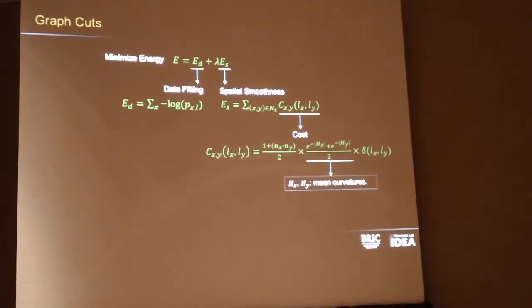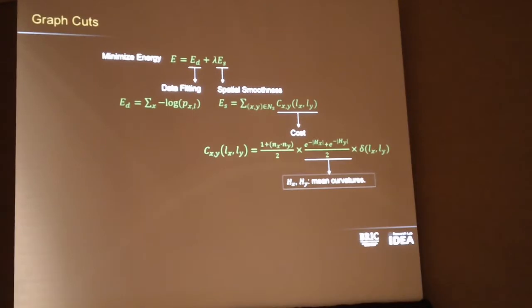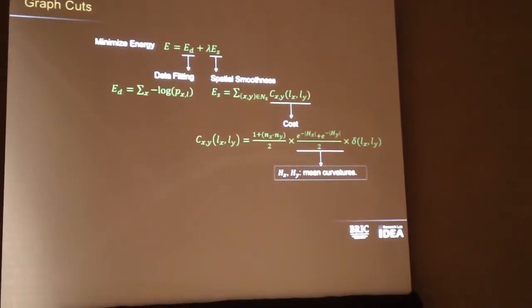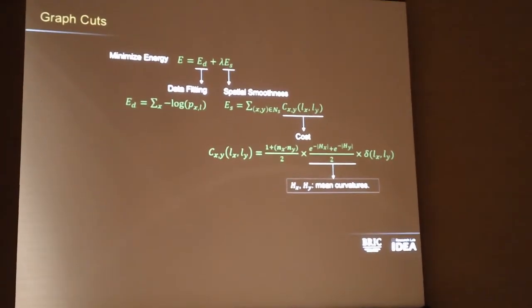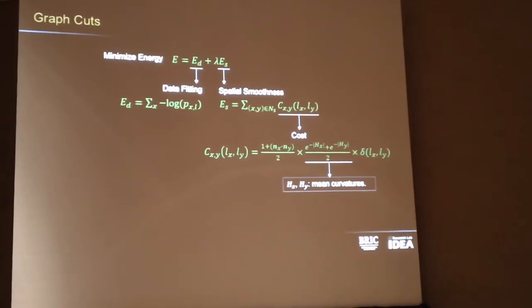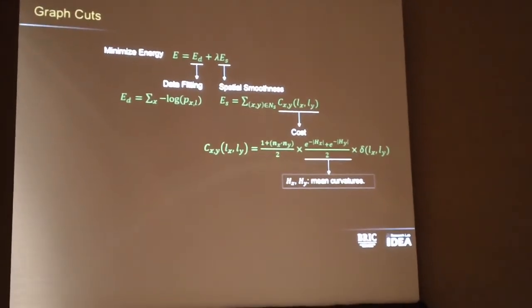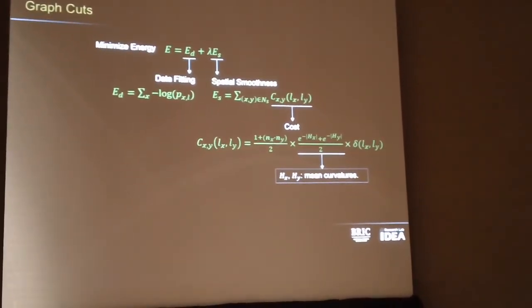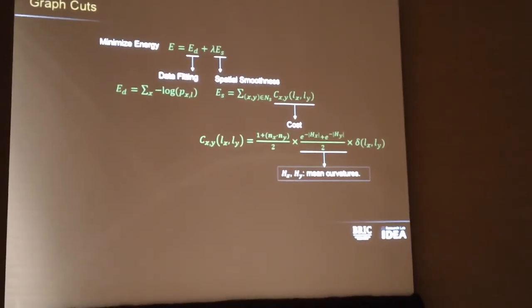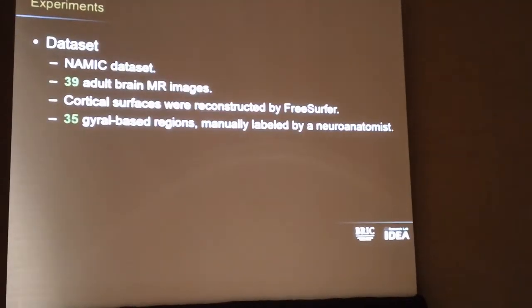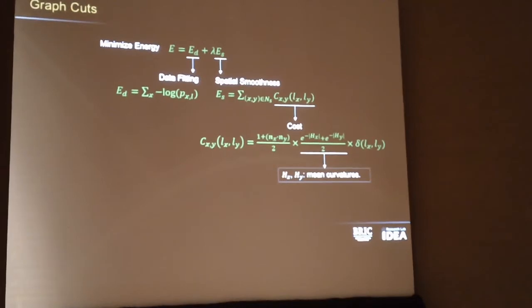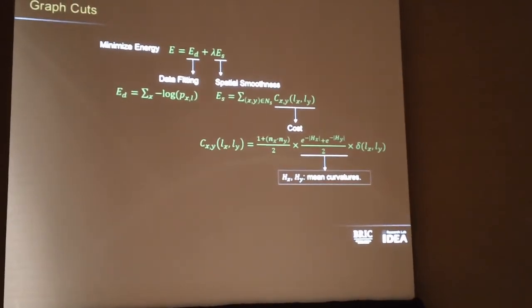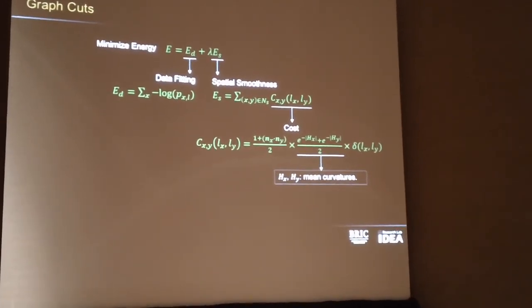So in the flat place, the normal difference will be very small, and the curvature will be very small. So this cost function will return a large value. But in the banded place, the mean curvature is small, and the difference of normal is very large, so it will return a very small value.